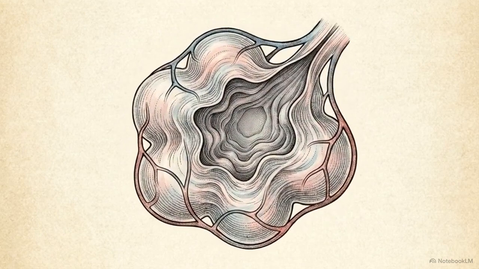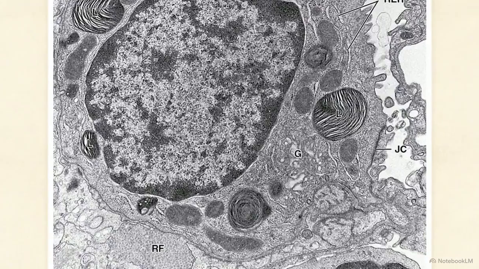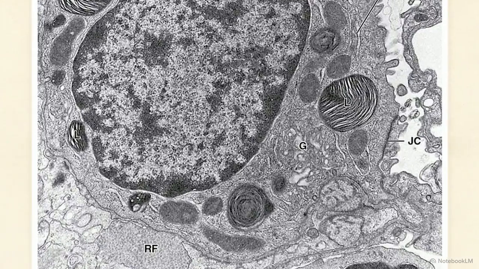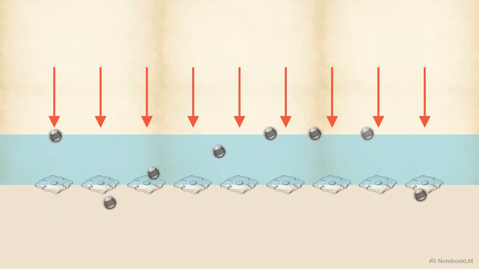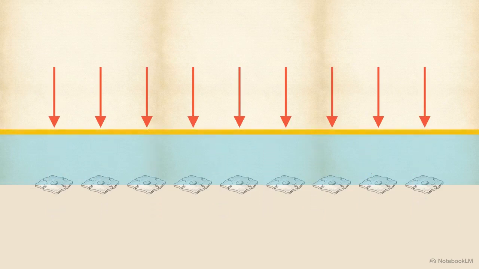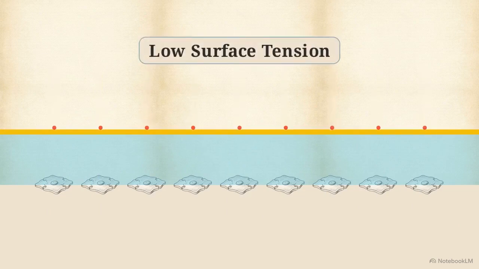The solution is the type 2 pneumocyte, seen here bulging into the airspace with small apical microvilli. It synthesizes a mixture of lipids and proteins, primarily DPPC, and packages them into these dark, specialized granules called lamellar bodies. The continuous exocytosis of these lamellar bodies creates a surfactant film over the aqueous layer. This drastically lowers the fluid surface tension, maintaining alveolar patency with far less inspiratory force.